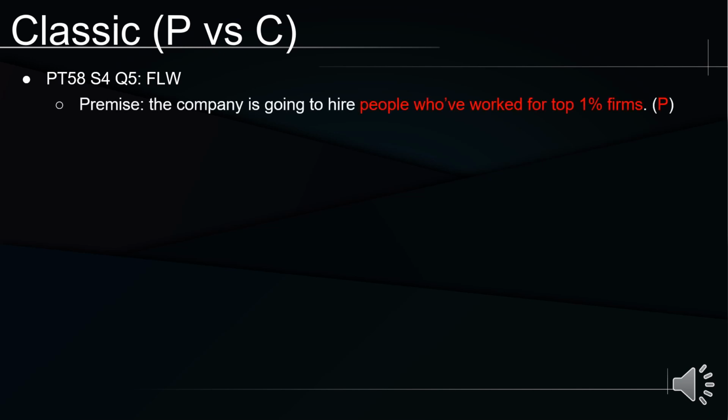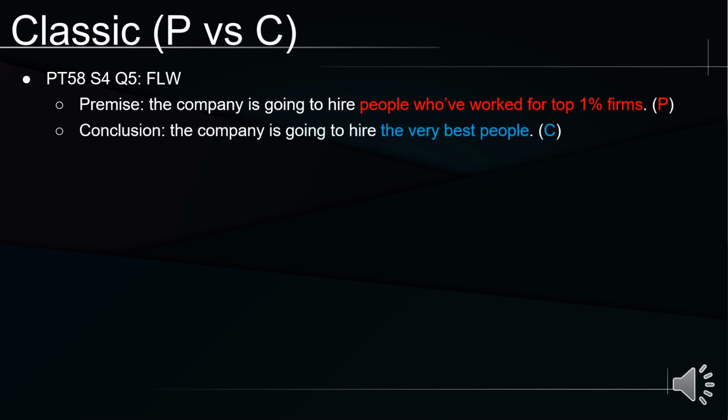So for this one, if you read the premises, they essentially boil down to the idea that the company is going to hire people who have worked for the top 1% firms in the industry. The conclusion that this person draws is that therefore the company is going to end up hiring the very best people based on the hiring practice outlined. The assumption here is simply that P equals C, or more accurately, anybody who is in group P that they end up hiring is also going to happen to be the type of person that's in group C, the very best.